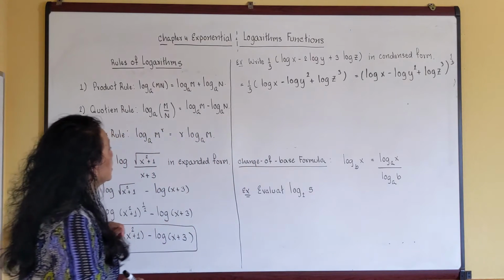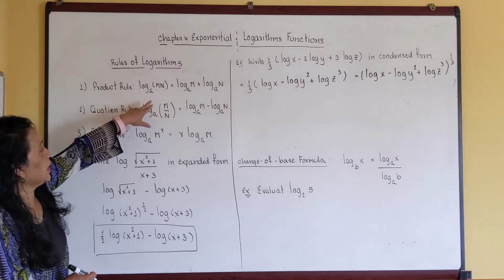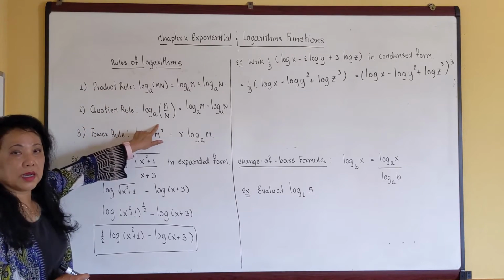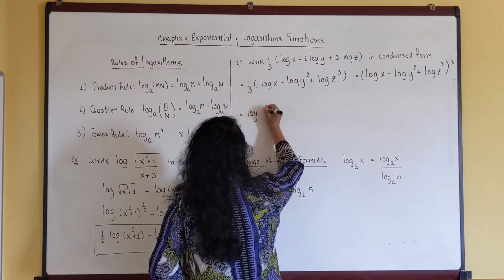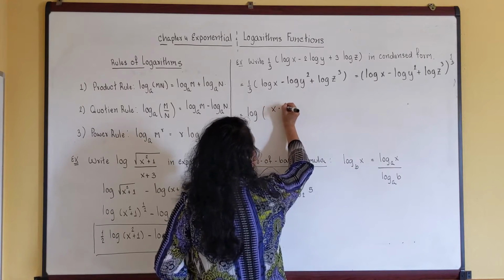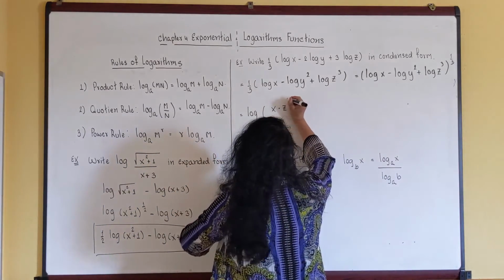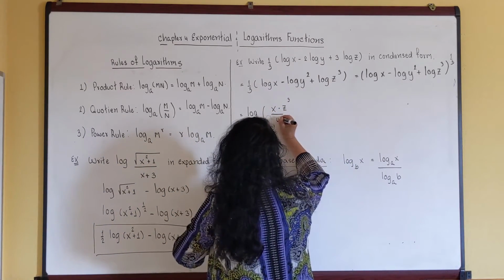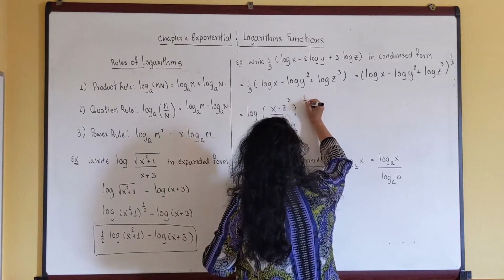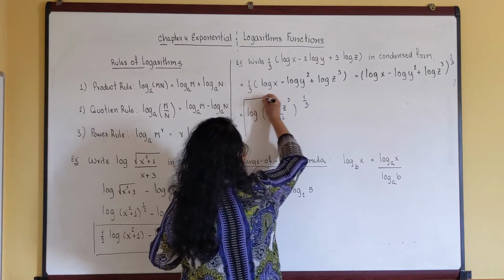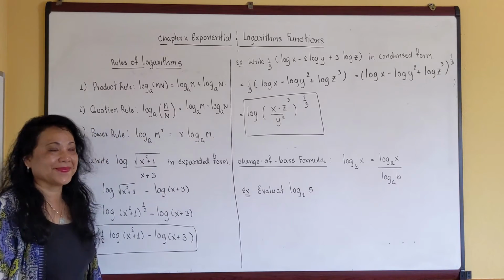Now I have plus and minus, so I'm going to use the product rule. The plus will be multiplication, the minus will be division. So I'm going to have log of x times z cubed, because these two are plus, divided by y squared, because this is minus, but everything to the 1/3. So that is my condensed form.